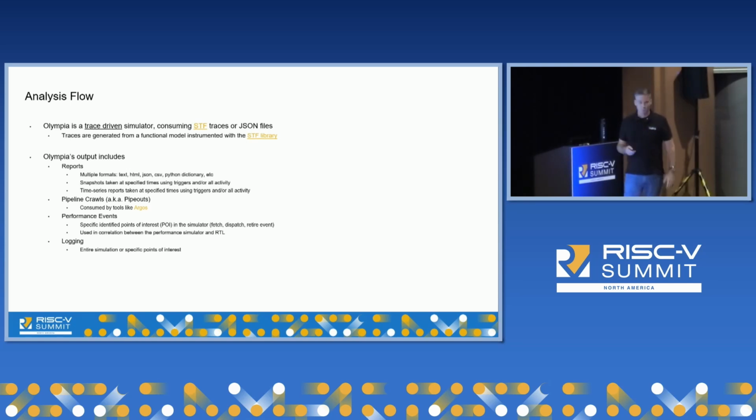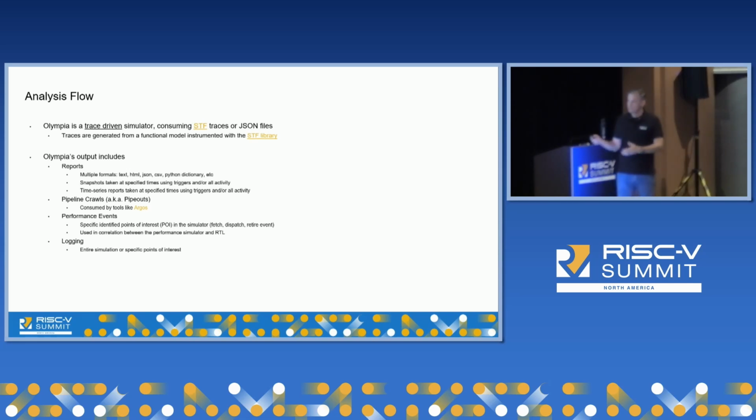You can do time series reports every cycle, every 1,000 cycles, 100 cycles, whatever you want to see. Give me a time series of all these or a specific subset of statistics and collections that you want so I can graph them. And then you can do correlations or causations. You can look for how statistics relate to each other. You can generate pipeline crawls, and I'll show a quick little example of what that looks like. We call them the rainbow charts. They're all different colors, essentially showing instructions flowing through the pipeline.